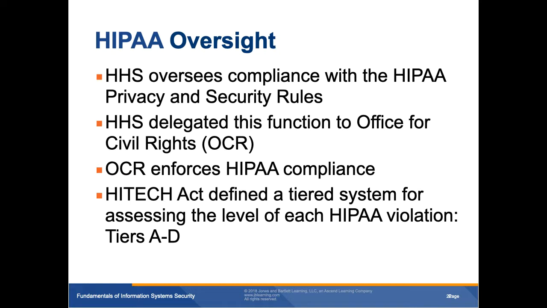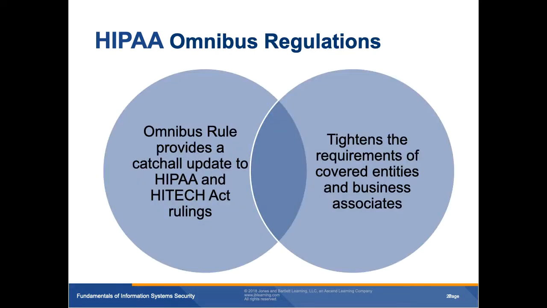And then Tier C, for violations due to willful neglect that the organization ultimately corrected, the result is a $10,000 fine for each violation, and the fines cannot exceed $250,000 for the calendar year. And for violations of willful neglect that the organization did not correct, the fine is $50,000 for each violation, and the fines cannot exceed $1.5 million for the calendar year.